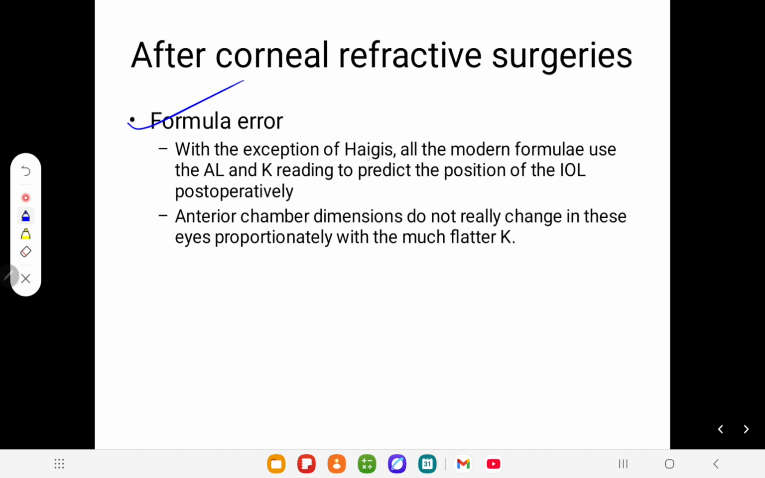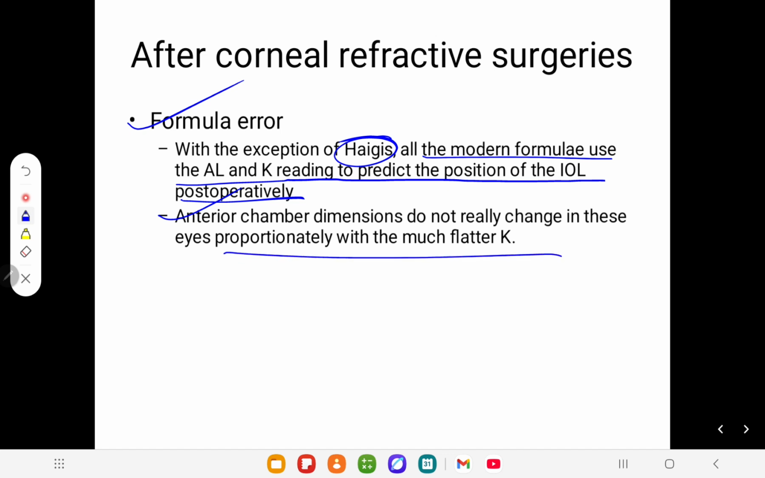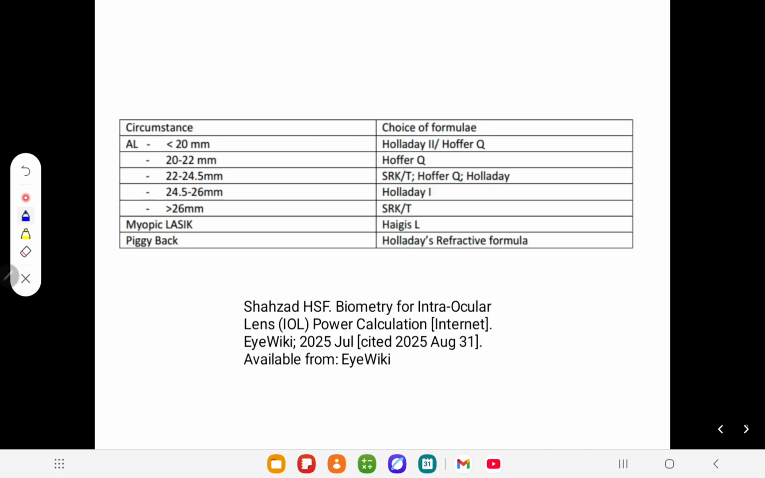With the exception of Haigis, all modern formulas use axial length, K reading, and postoperative IOL position. The anterior chamber depth and this dimension do not really change in an eye with a much flatter K. So in case of refractive surgery, you have to know about the new formulas and implement them. New formulas are available; I have seen them in the Almaster 700, yes, definitely. There are other recent instruments too where newer formulas are implemented, and I have one slide for that at the end. I'll discuss it.